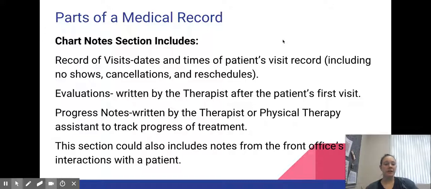Progress notes. Progress notes can be written by the therapist or physical therapy assistant, and it tracks the progress of treatment. So we set out to do these treatments on the patient, and this is how it's going. This section can also include notes from the front office interactions with the patient. So if a patient calls and says, I don't know how to do my exercises, or I'm in so much more pain, what should I do? This is where they would keep notes of that. So it's, again, a record of interactions with the patient and something we can refer back to.